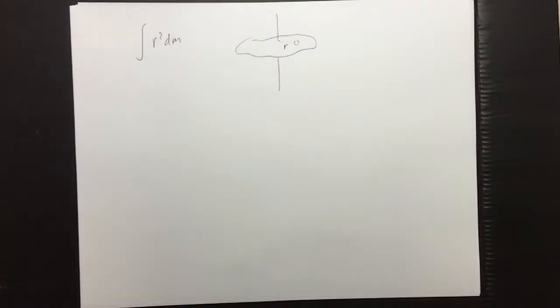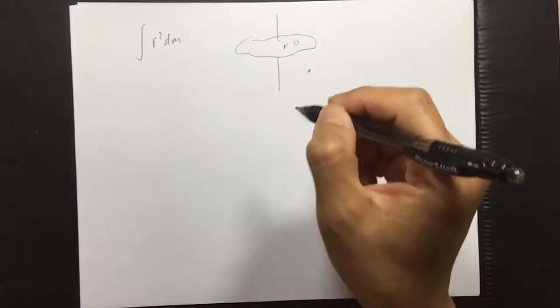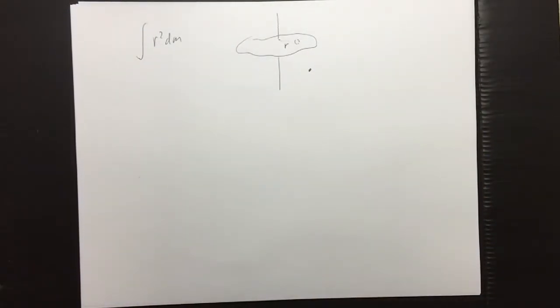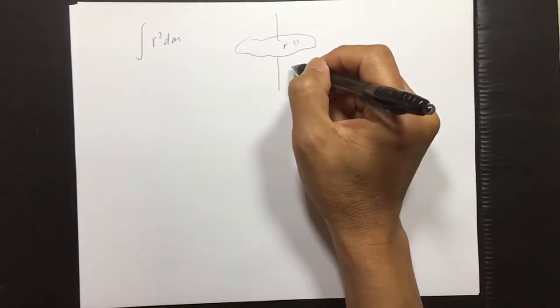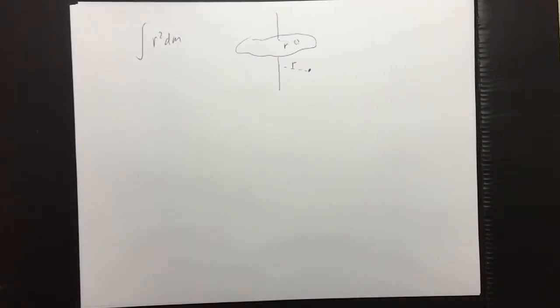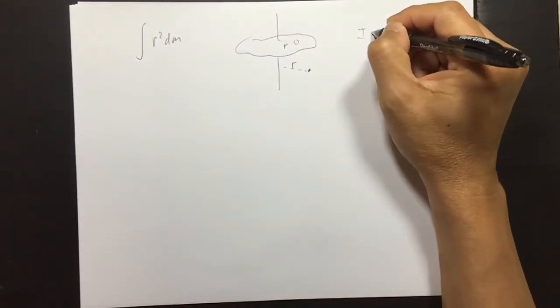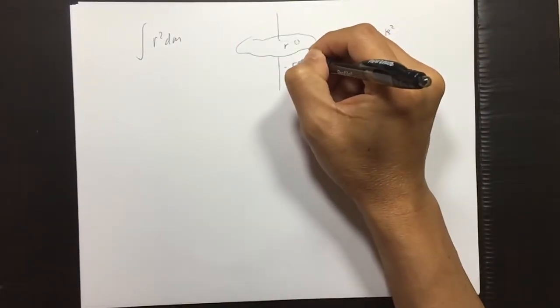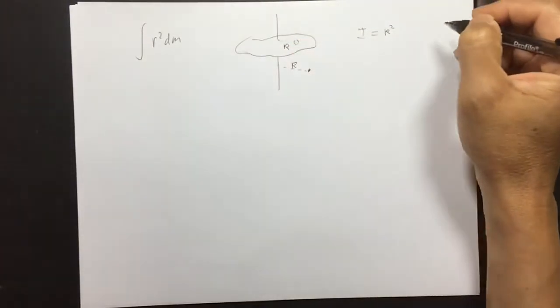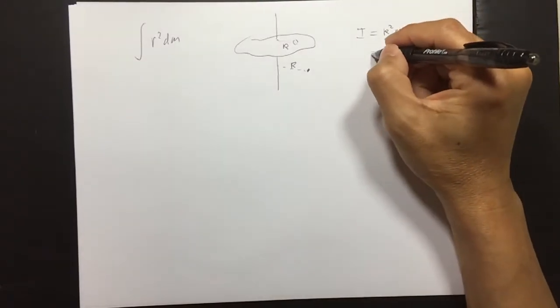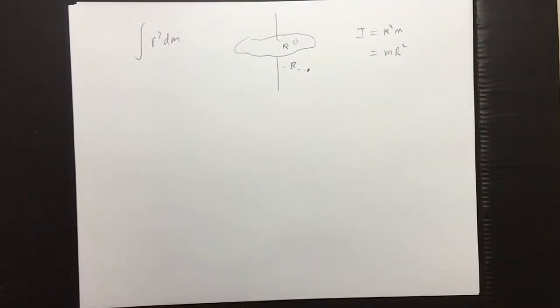Obviously, if it's just a very small mass, and you find this is R, the moment of inertia is just R squared times the mass of this, m. Let's make this big R. So it is m r squared.